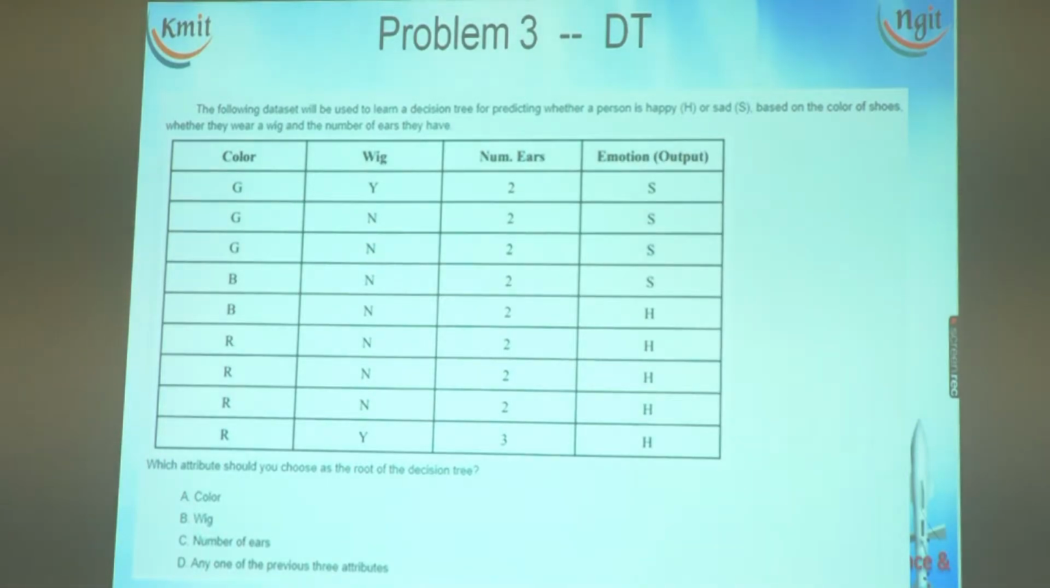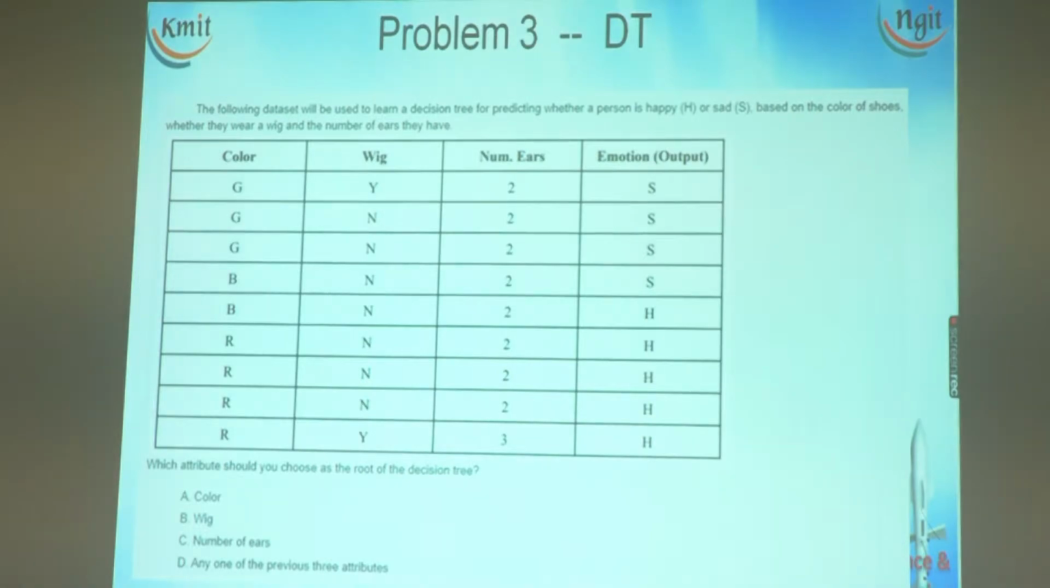Yes? So, how many are there? There is a color, there is a wig, there is a number of years. Based on this, I need to predict the emotion. Based on this, we need to predict the emotion. How many instances are there?